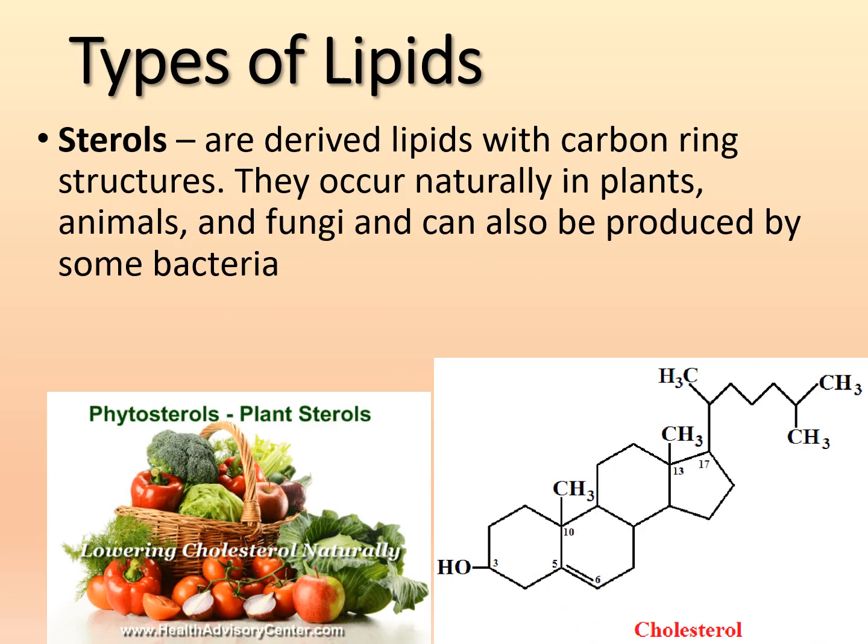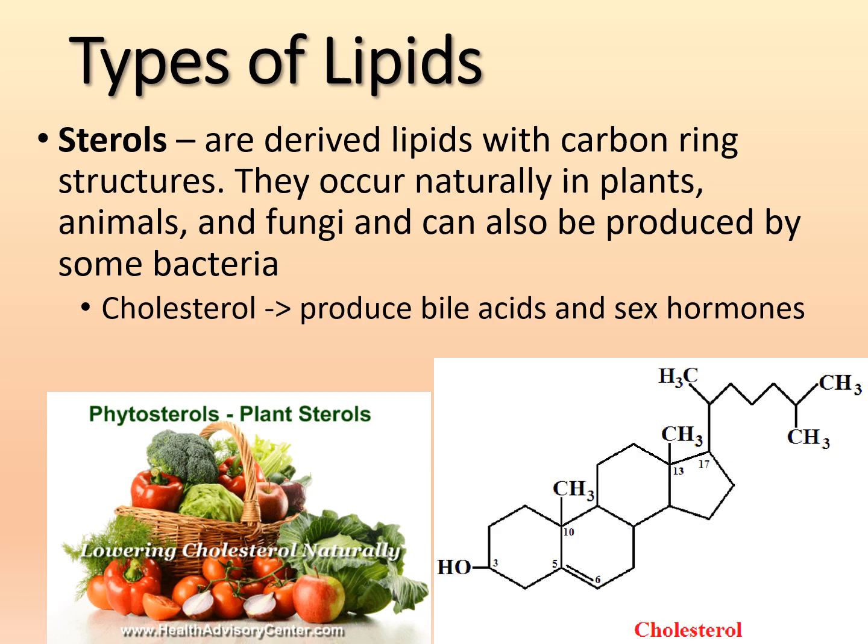So now let's talk about that cholesterol, which is a type of sterol. Sterols are derived lipids that have a carbon ring-like structure. So instead of the carbon chains in those fatty acids, now we're going to create these ring-like structures. And they occur naturally in a lot of different things, such as plants, animals, and even fungi. Even some bacteria can produce sterols as well. So the one we're most concerned about is cholesterol.